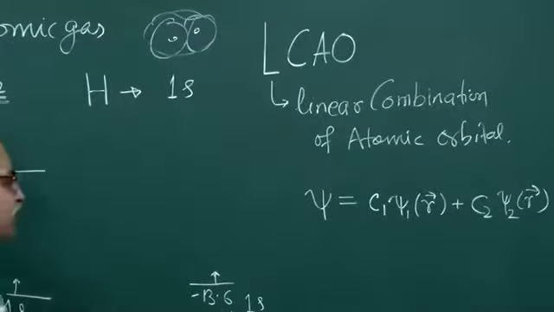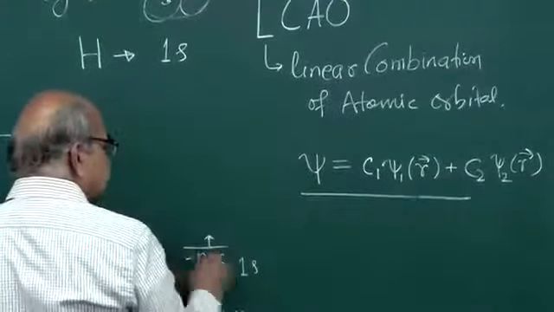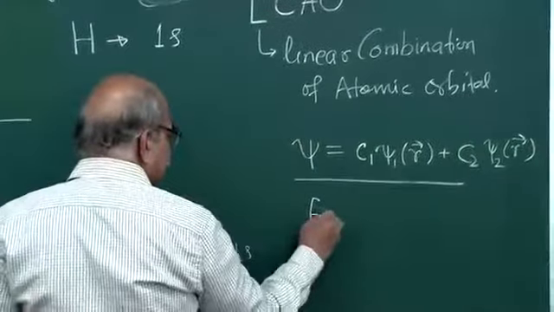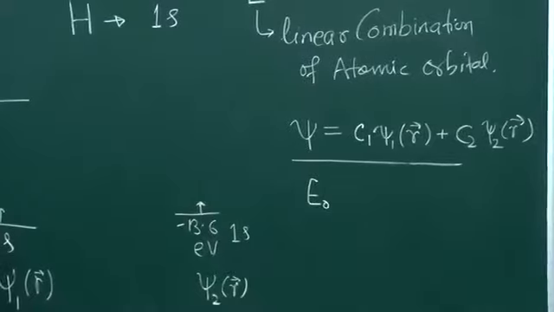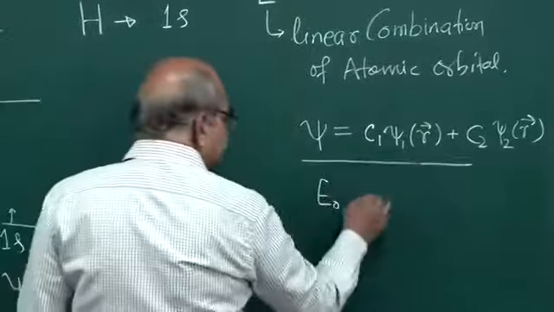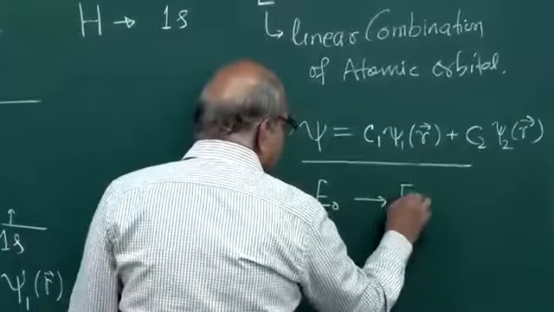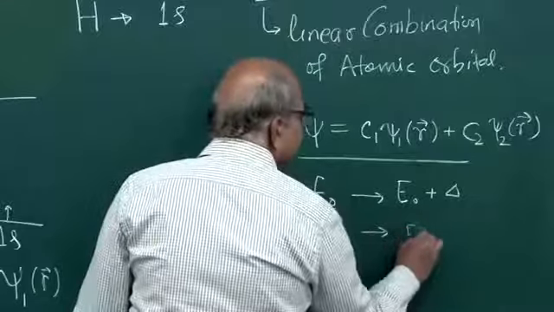And people find that if you do all these things, if the original energy is E naught for each atom, minus 13.6 eV, you get for this interaction two possible energies, E naught plus delta and E naught minus delta.